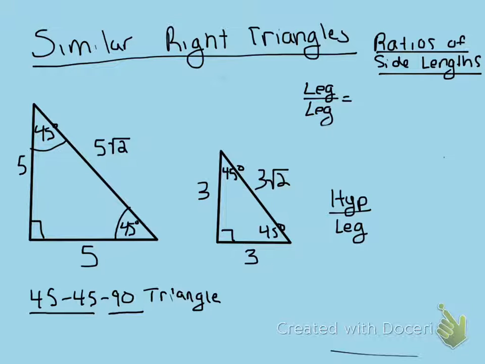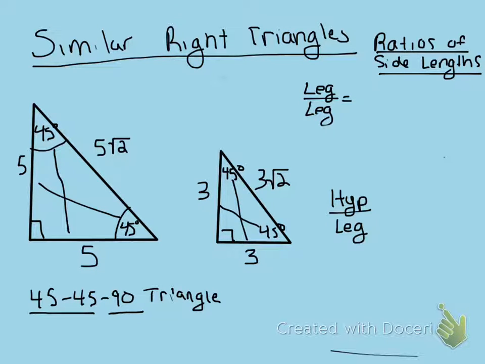If we have two angles that are congruent, that means that this must be an isosceles triangle. And if it's an isosceles triangle, that means that the sides across from the congruent angles must be congruent. And if you look at the two triangles, you'll see that that is true. Across from our 45, 45 angles, we have congruent sides. On the left triangle, they're 5 and 5. On the right triangle, they're 3 and 3.